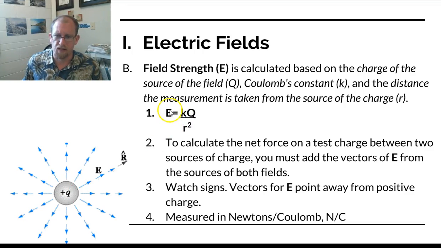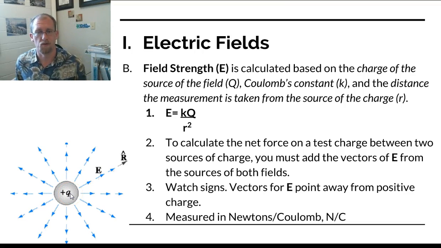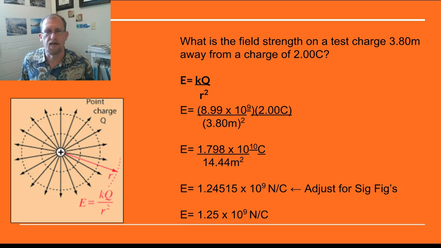The magnitude is not influenced by the sign, but the sign of Q will determine the sign of E, and we have to make sure that the vector always goes away. So if this is positive, then E is positive, and E is going away from the source of charge. If this is negative, then E is negative, and it's going towards the source of charge. So just watch your sign. Okay? So let's do an example.